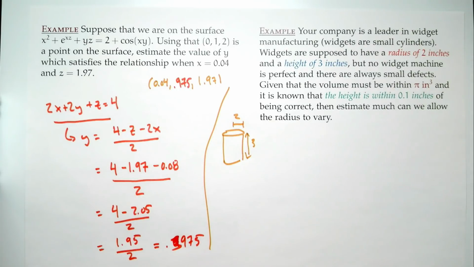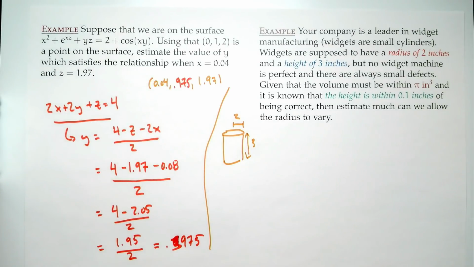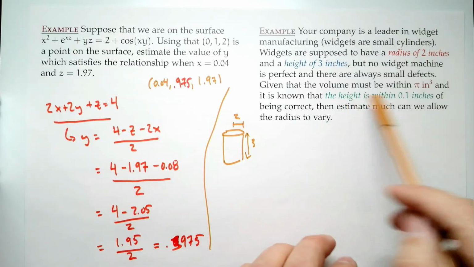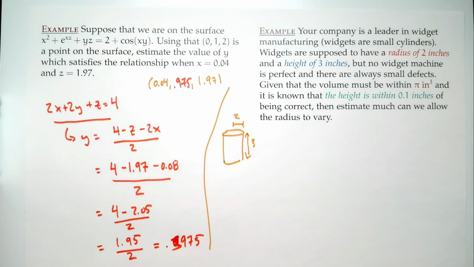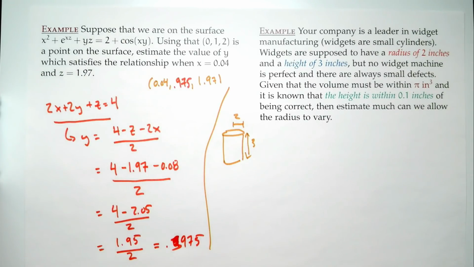Well, we have to say that the volume of our widget can have a tolerance. So the tolerance is within... I can have my volume vary by as much as pi. And it's known that the height can vary up to 0.1. And the question is, how much can we allow the radius to vary? So given that we have some tolerance already for the height, how strict do we have to be about the radius to stay within our bounds?